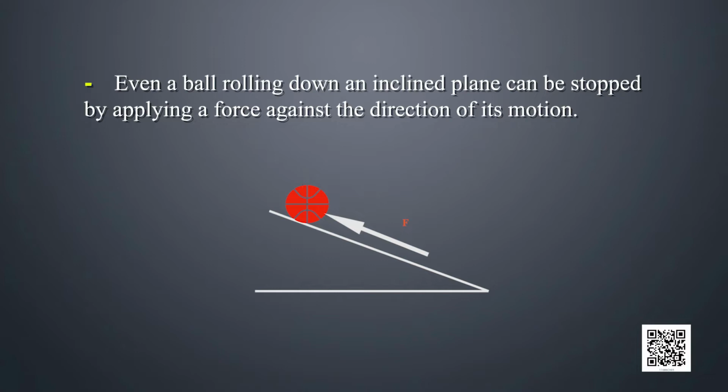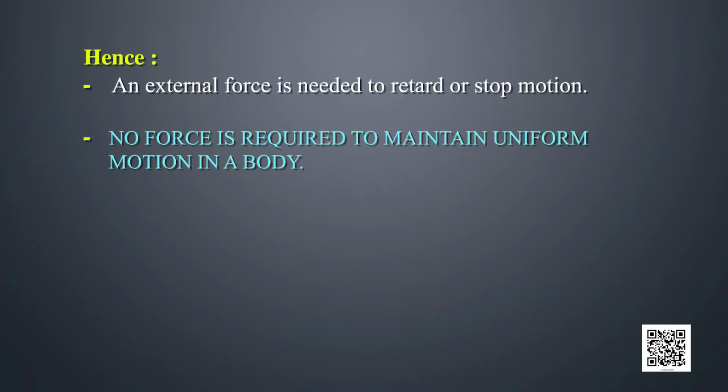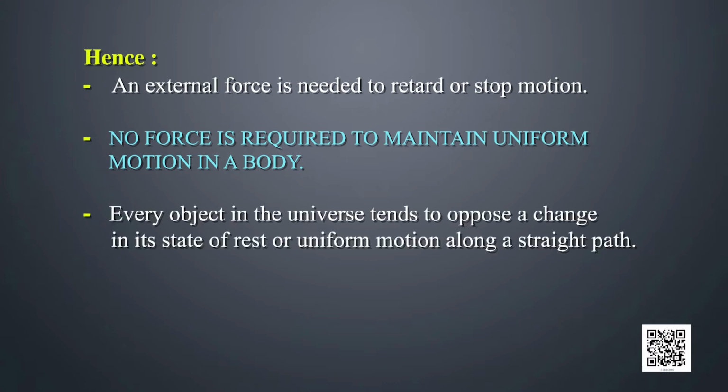Even a ball rolling down an inclined plane can be stopped by applying a force against the direction of its motion. Basically, the ball has a tendency to roll down an inclined plane due to the force of gravity. But if we apply a force up the plane, that is an external force to retard the motion, then the motion of the ball can be arrested. An external force is always needed to retard or stop motion. However, it is important to note that no force is required to maintain uniform motion in a body. Every object in the universe tends to oppose a change in its state of rest or uniform motion along a straight path. This property of a body to oppose a change in state of rest or motion is called inertia.